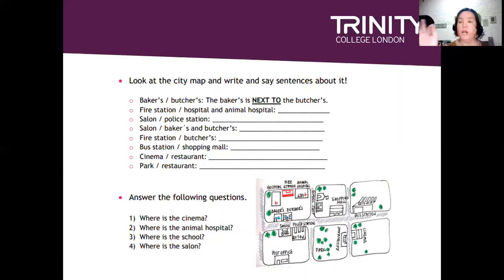Still, we are working on prepositions of place. Still, we are working on this. But we are letting go a little bit. We are giving them a little bit more language learner responsibility, if you want.